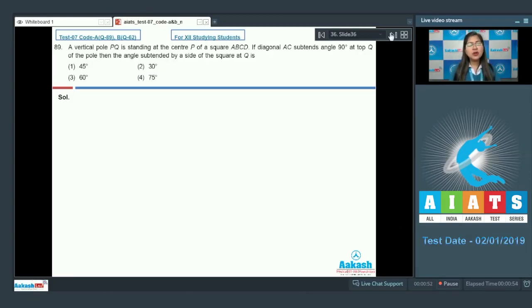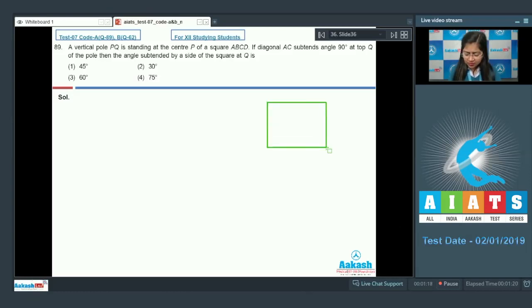Next is question number 89. This is a little bit of tricky question. So let us discuss this. A vertical pole PQ is standing at the center P of a square ABCD. If diagonal AC subtends angle 90 degree at top Q of the pole, then the angle subtended by a side of the square at Q is.